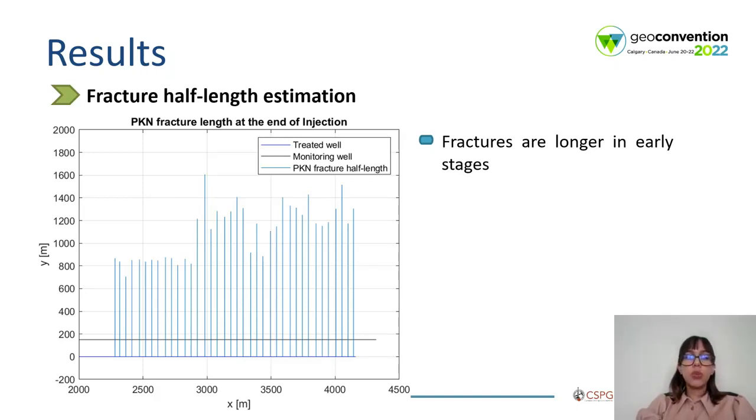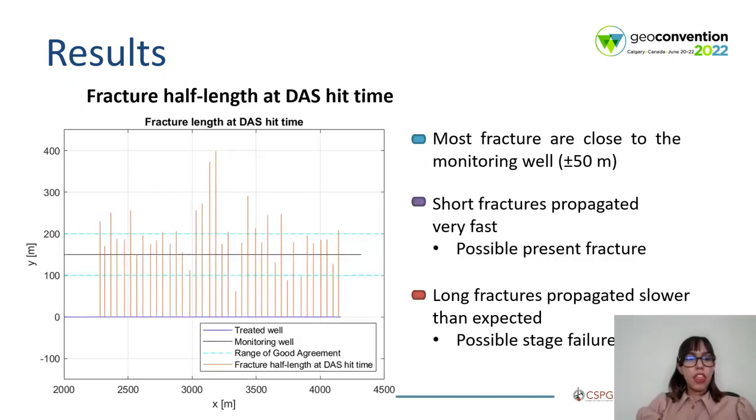This plot shows the schematic of the wells with blue lines that represent the fracture half-length predicted by the Perkins model. The fractures are placed in the position of the clusters, and we can see how fractures are longer in the early stages than in later ones, and this is mostly because the time of injection is longer in these early stages. Then this plot shows the fracture half-lengths at the DAS front hit time, which are the orange lines.